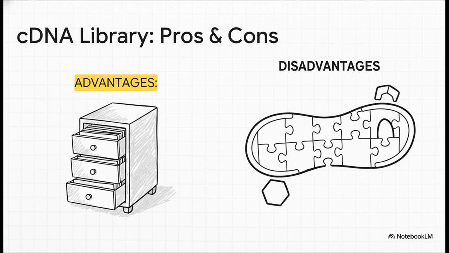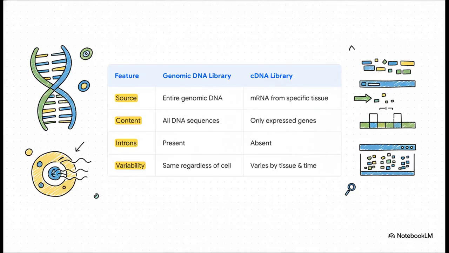You get zero information about the gene's promoter or any of its regulatory elements. And if a gene isn't being expressed very much in your tissue sample, it might barely show up in your library or not at all. So here's the bottom line. It all comes down to your question. If you want to know how a gene is regulated, you absolutely need a genomic library to see its promoter. But if your goal is to, say, make a human protein in bacteria, you want a cDNA library. It gives you just the coding sequence, and you don't have to worry about the introns, which bacteria can't process anyway. Right tool for the right job.